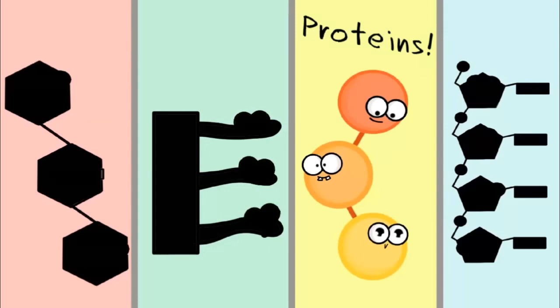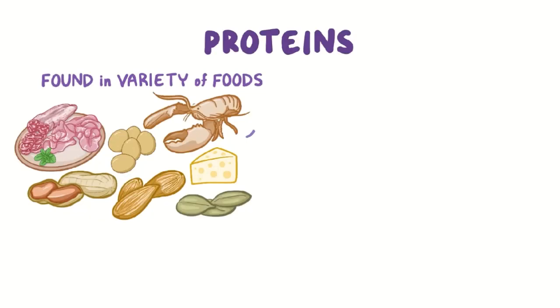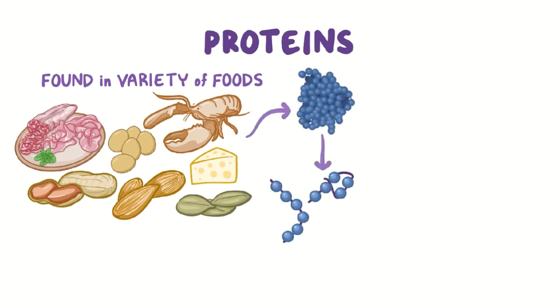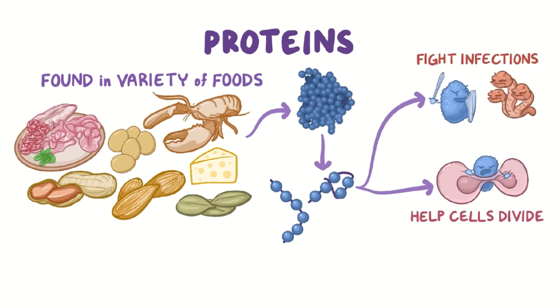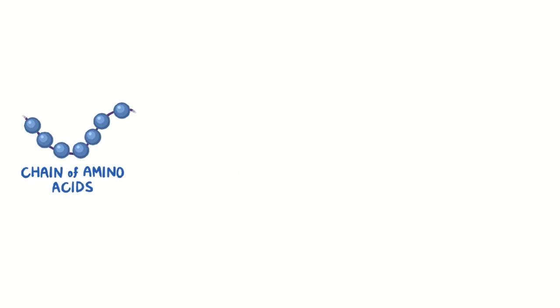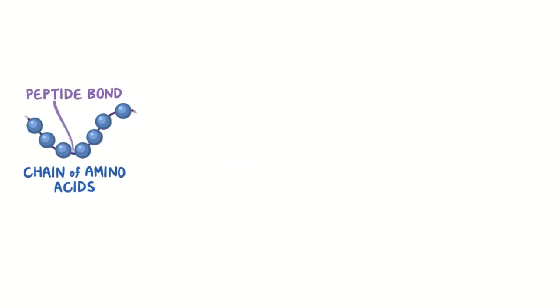Proteins are an essential part of the human diet. They are found in a variety of foods like eggs, dairy, seafood, legumes, meats, nuts, and seeds. Regardless of the source, the protein that we eat gets broken down and reformed into new proteins in our bodies. These proteins do everything from fighting infections to helping cells divide. A protein is a chain of amino acids bound to one another by peptide bonds.